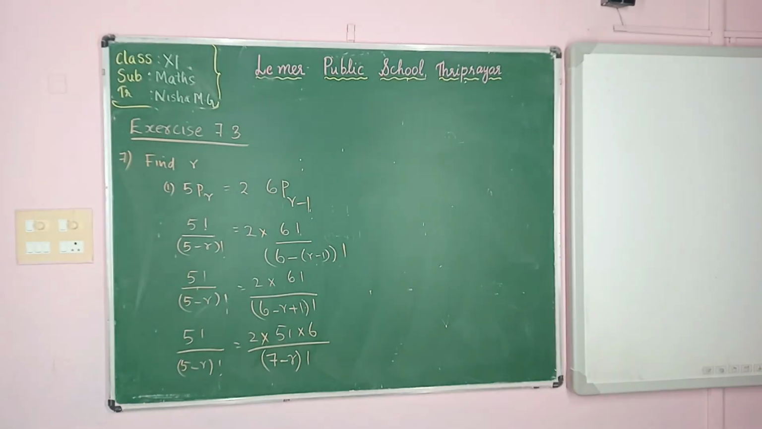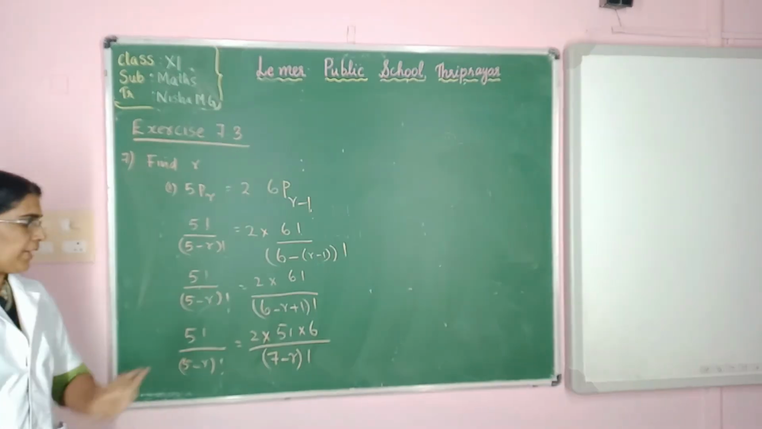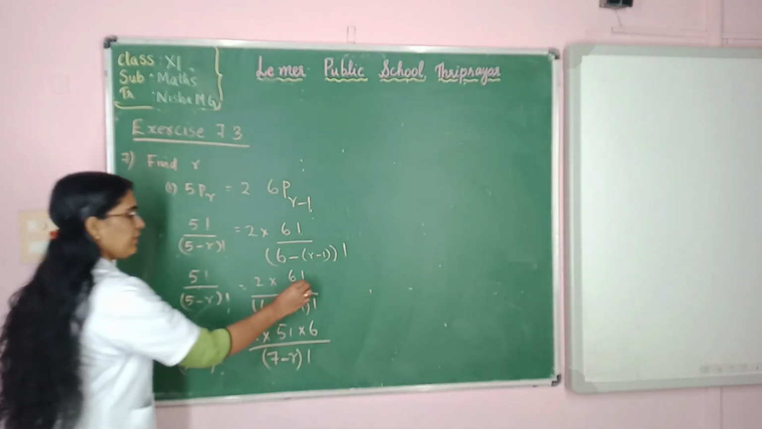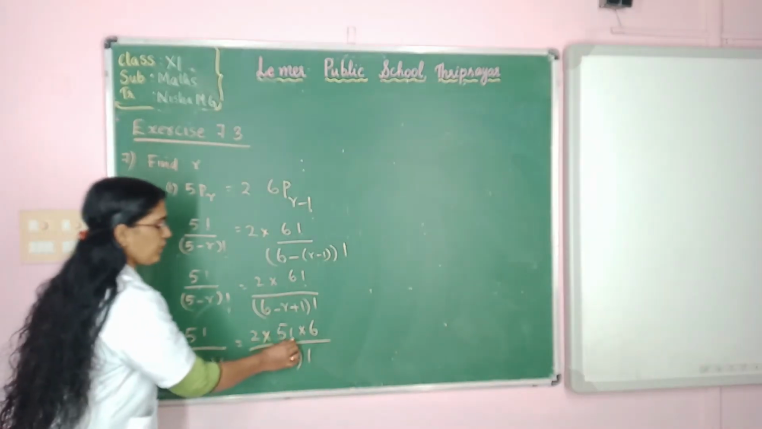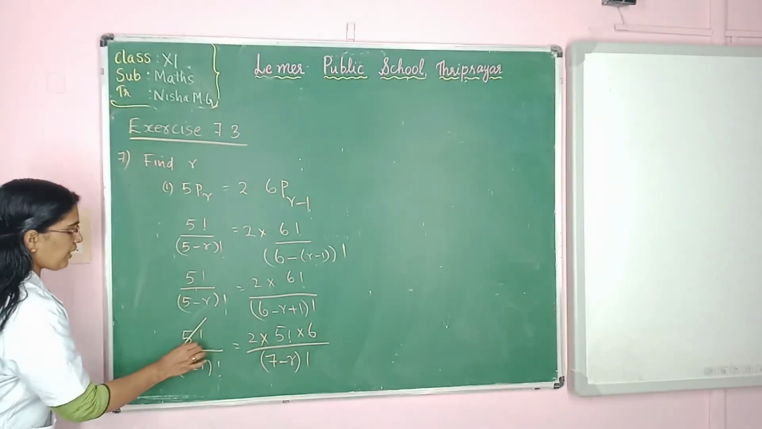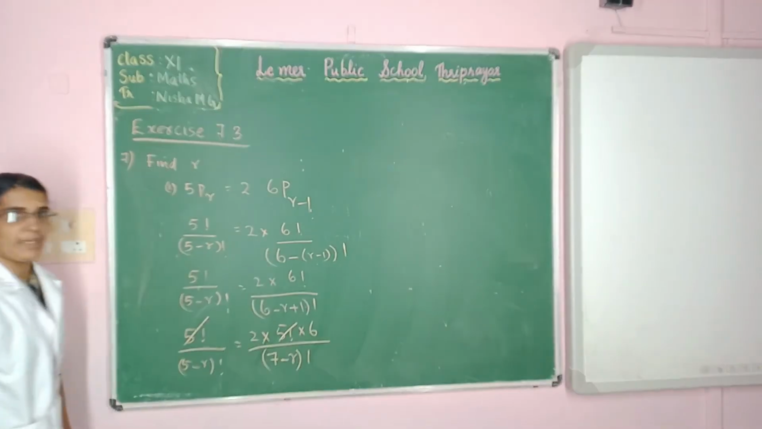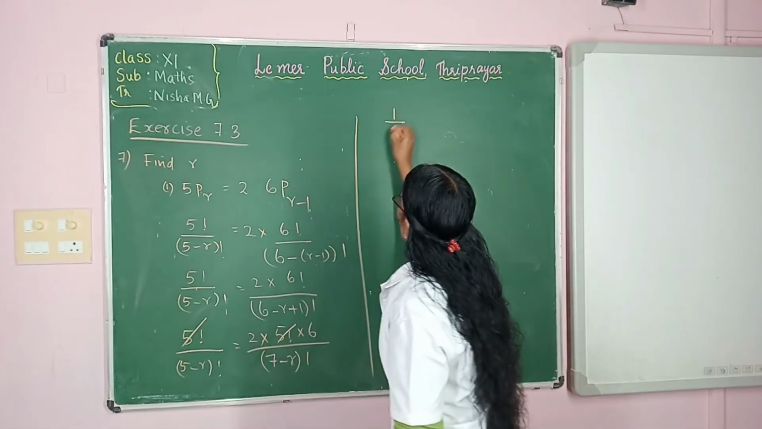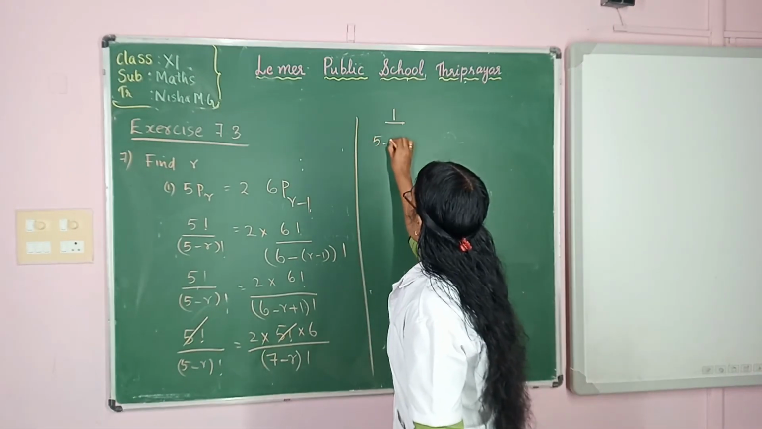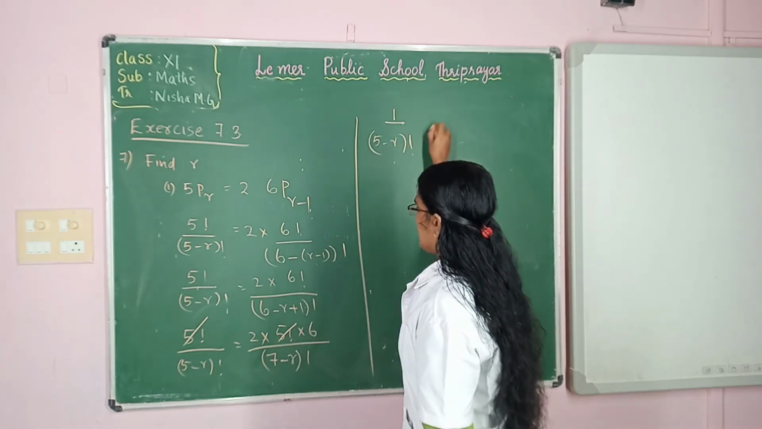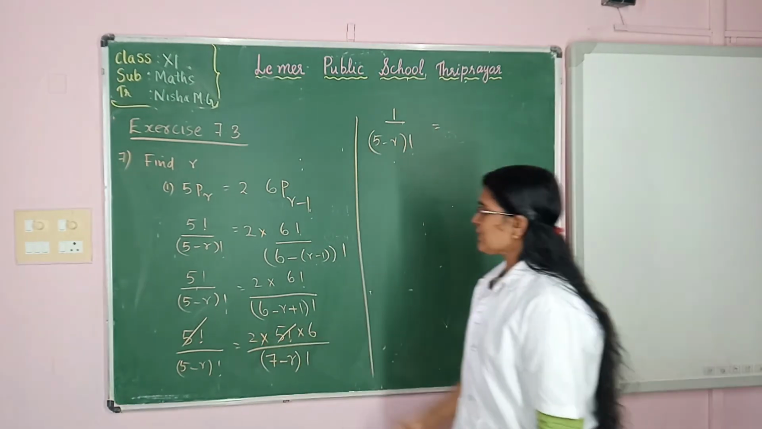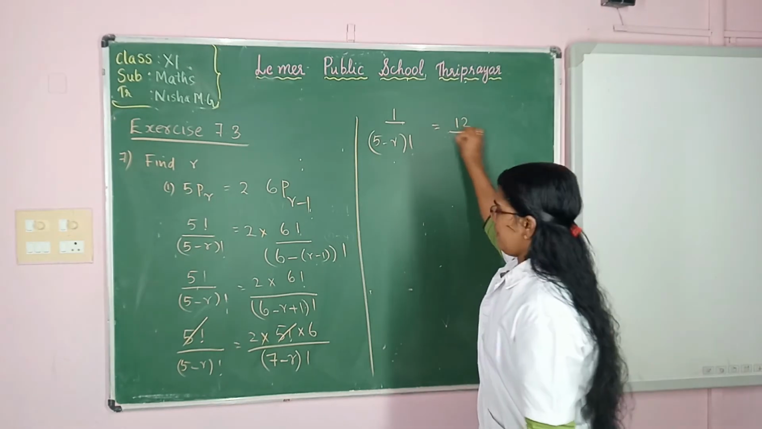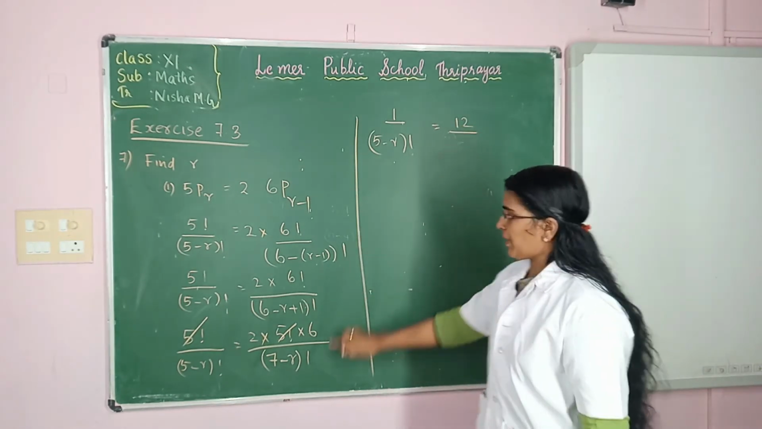Is it clear, children? So only one change we have made. 6 factorial, we wrote it as 5 factorial into 6. Then this 5 factorial can be cancelled. What are the remaining terms? 1 by (5 minus r) factorial is equal to 2 into 6, 12, divided by (7 minus r) factorial.